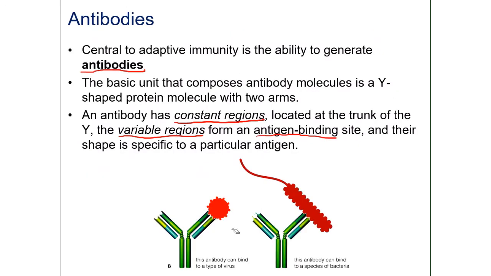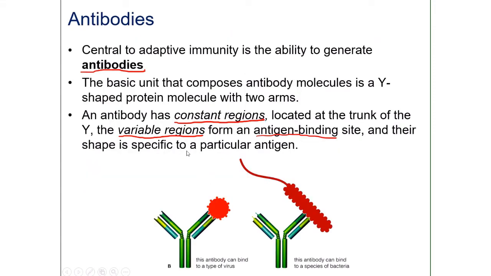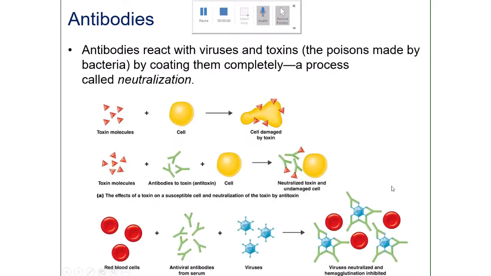However, you can make many, many different types of antibodies. You can make potentially billions of different types of antibodies for all the different types of infection that you are going to experience in your life. And that ability to create all these different types of antibodies is the characteristic we call diversity. Okay, so that's what antibodies are. Let's take a look at some of the ways that antibodies work to help with clearing the infection.